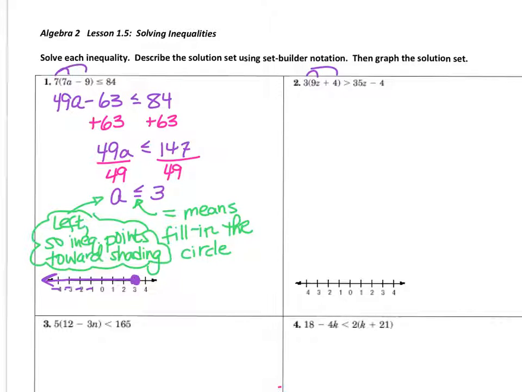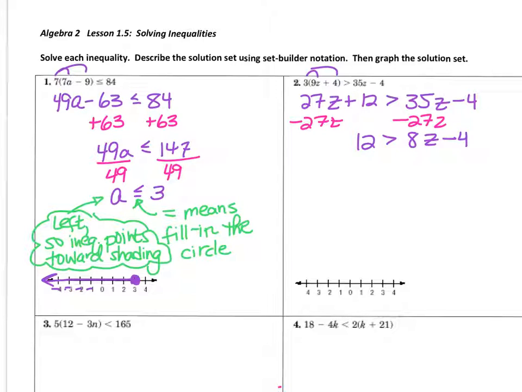Okay, next problem. Distributing the 3, we'll have 27z plus 12 is greater than 35z minus 4. So subtracting 27z on both sides. You could subtract the 35z if you prefer, or you could add the 4 in the next step. You don't have to do it in this order, but that would give us 12 is greater than 8z minus 4, and then adding 4 on both sides, we have 16 is greater than 8z.